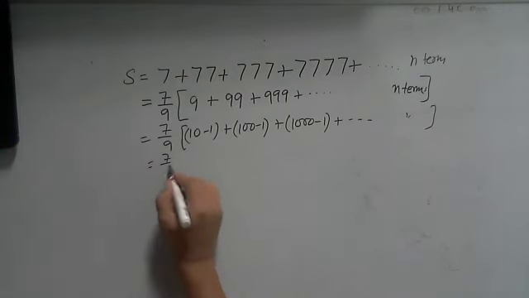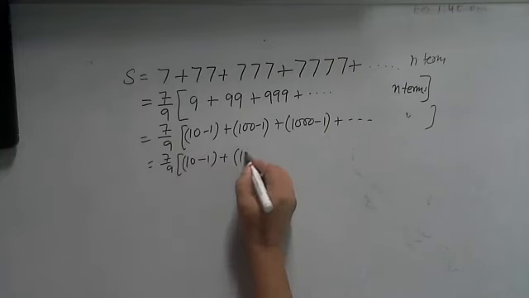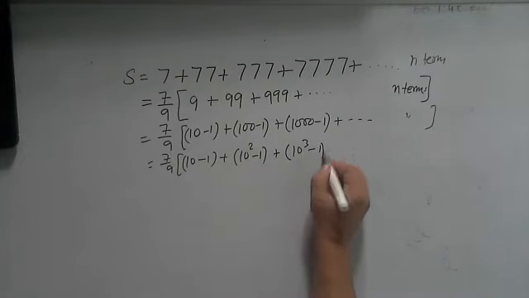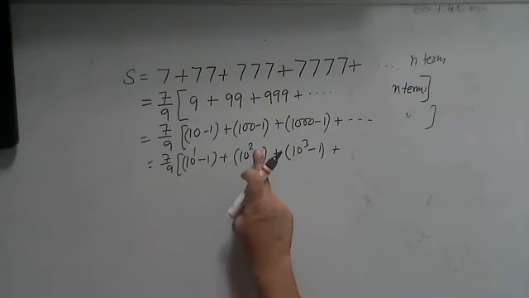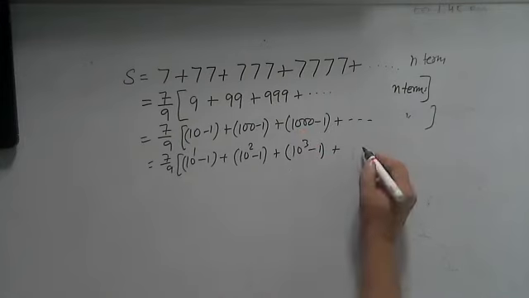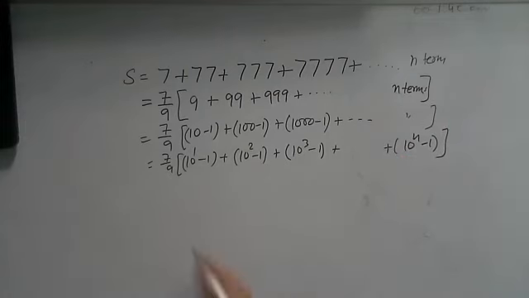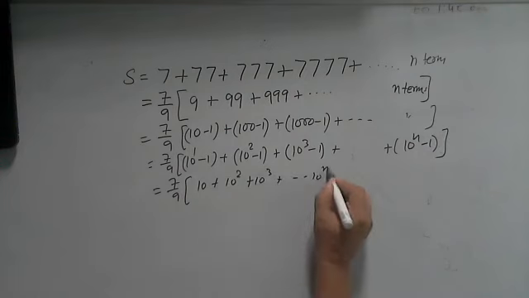is equal to 7 upon 9, 10 minus 1, plus in place of 100 you can write 10 square minus 1. In place of 1000 you can write 10 cube minus 1. See, in the first term the power of 10 is 1. In the second term the power of 10 is 2. In the third term the power of 10 is 3 and so on. Obviously in the nth term the power of 10 will be n. Now let us make a GP: 10 plus 10 square plus 10 cube plus so on up to 10 raised to the power n. It is a GP.